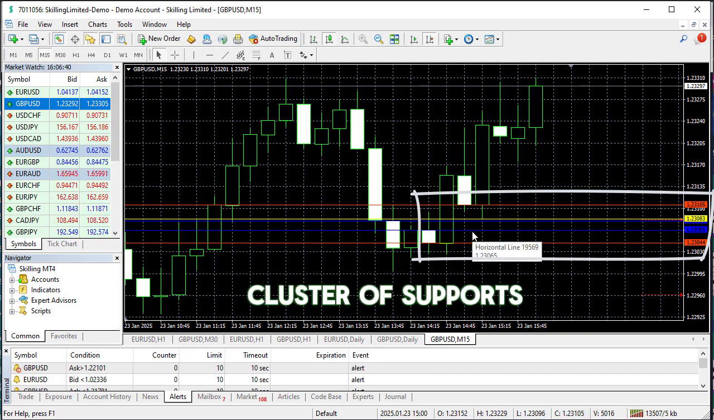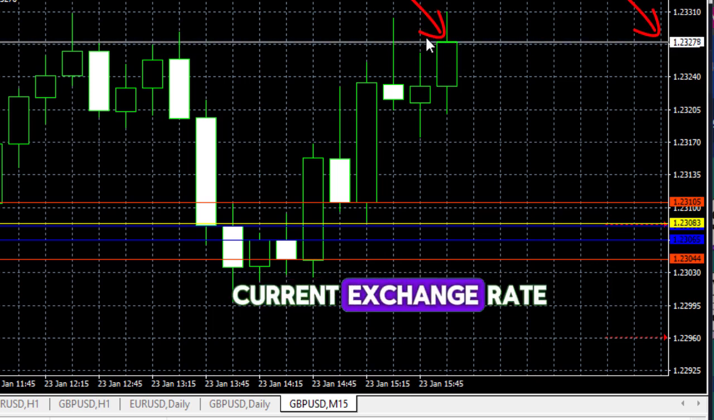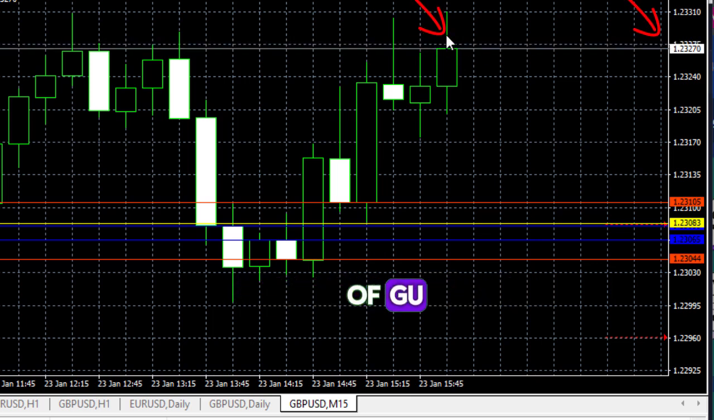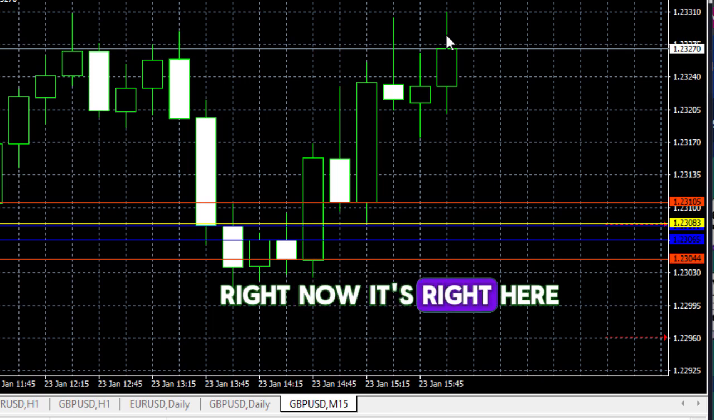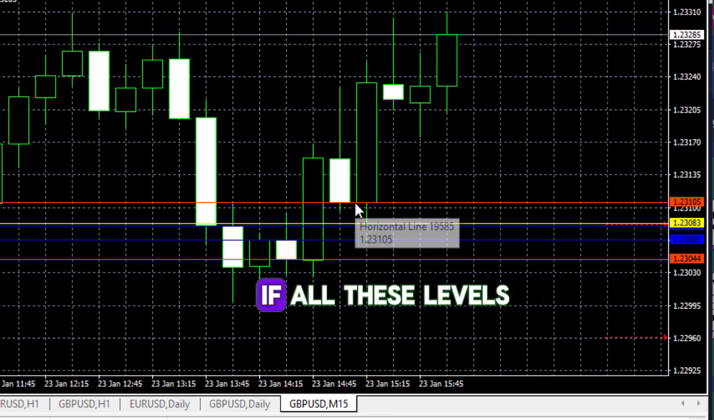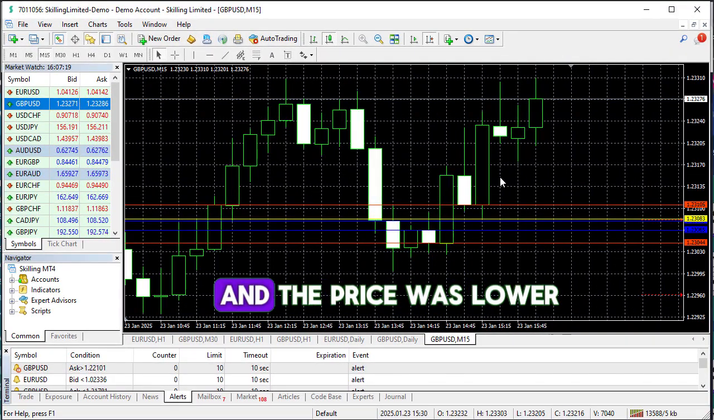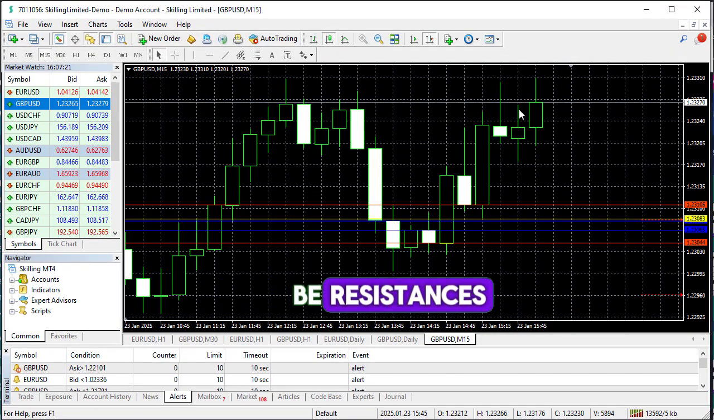So you can also have this like a resistance. Now it's a support right now. These are supports because they are turning points that are currently below where the market price or the exchange rate is. The exchange rate of pound USD right now is right here. You can see it changing in real time. So if all these things were turning points above, let's say like this one, this one, this one, and the price was lower, those would be resistances.